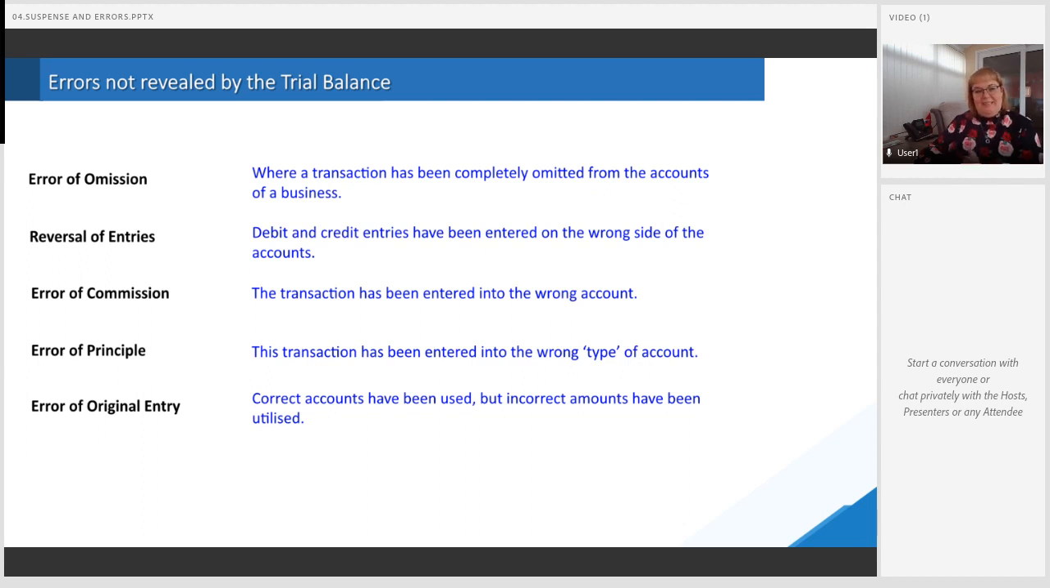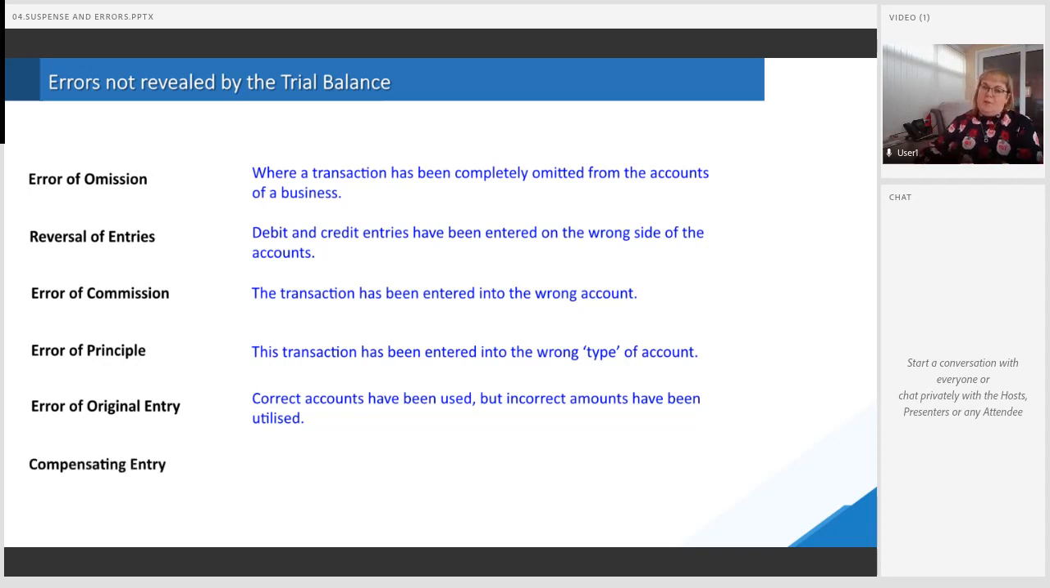Let me say that again. This is where we've used the correct accounts, but the incorrect amounts. And in saying that, both the accounts have had an extra zero added on, or not, as the case may be, they've had a zero missed off. So maybe it should have been for 1,000, but we've used both the debit and credit for 10,000. So we've added an extra zero on, but to both. So again, debits and credits still work. Trial balance still balances. Just the figures, the balances in the accounts are wrong.